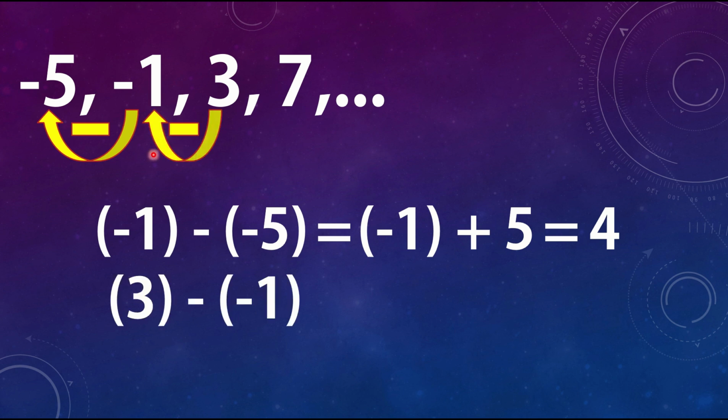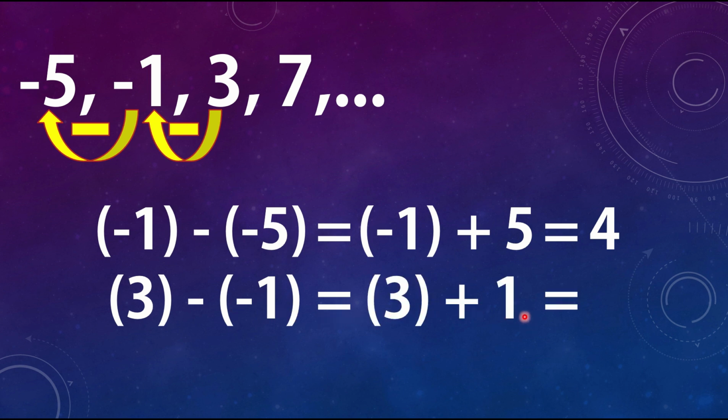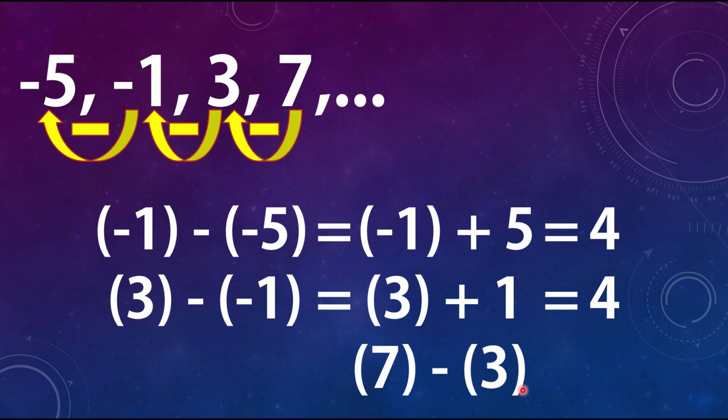Next, the third term minus the second term. So that is 3 minus negative 1. So this will be again negative times negative, so this will be 3 plus 1. It is also equal to 4. And the fourth term minus the third term. So that is just 7 minus 3. Again, it is equal to 4.